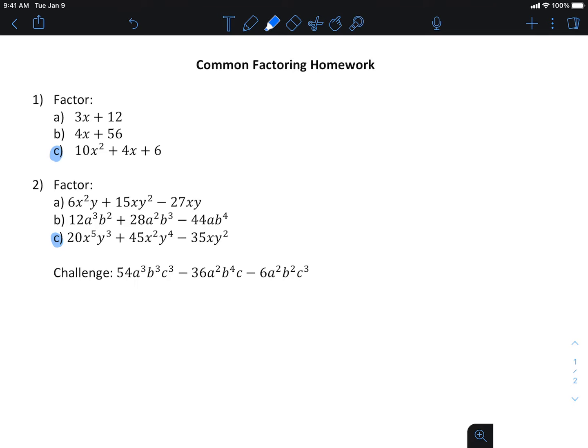Okay, this is what we'll do. I'll do C in the top, and then I'll do C in the bottom. The bottom one's just a little bit harder, just from the standpoint that it's got more stuff in it, that's all.